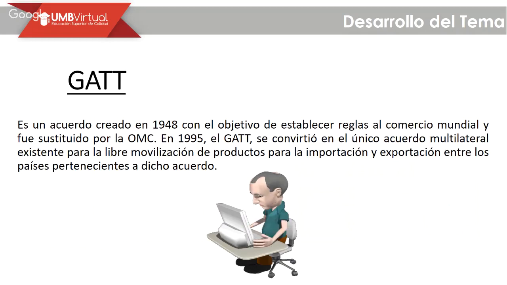Regarding this, different agreements were found that were placed regarding the OMC. The first one is the GATT, an agreement created in 1948 with the objective of establishing rules for world trade, and it was replaced with the World Trade Organization in 1995. The GATT became the only existing multilateral agreement for the free movement of products for import or export between the countries belonging to that agreement.